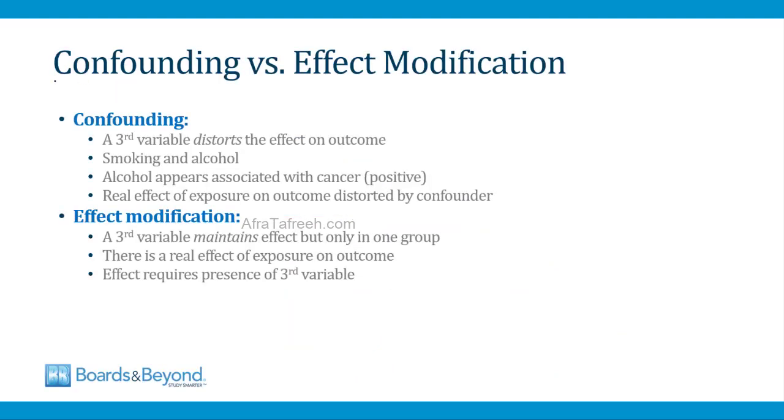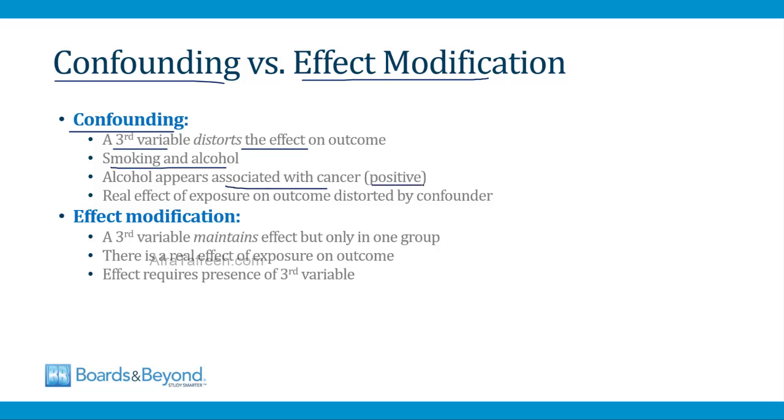So just to make the difference between confounding and effect modification clear, in confounding, a third variable distorts the effect on outcome. Remember the example we talked about with smoking and alcohol. Alcohol appears associated with cancer, it appears to have a positive association, but the real effect of exposure on outcome is distorted by the confounder of smoking. And when you stratify for smokers and non-smokers, the effect of alcohol completely goes away.